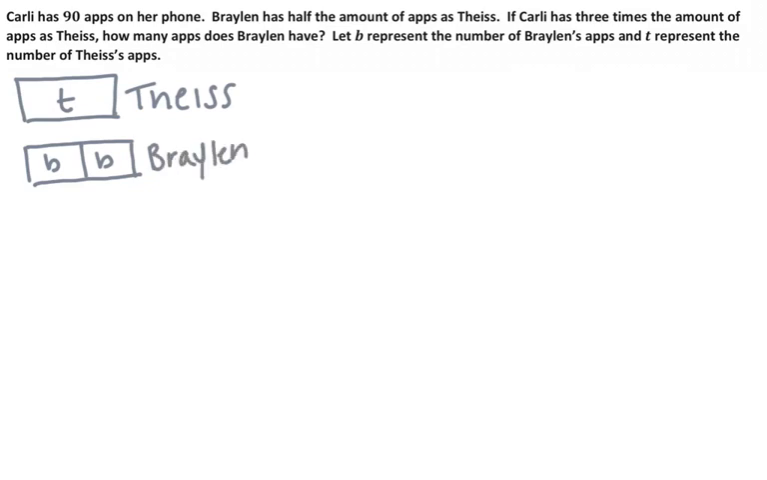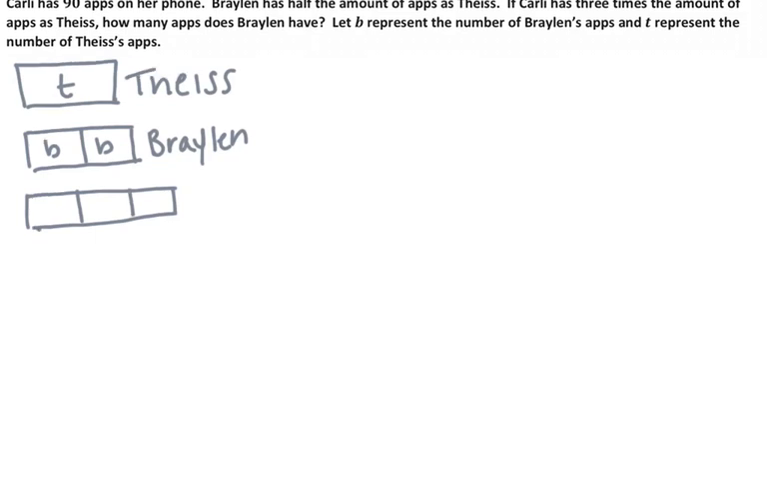And then lastly, I'm going to draw a tape diagram for Carly. And we know that she has 3 times the amount of apps as Thesis, so the rectangle will be cut into 3 with T, T, T, and we know she has 90 apps.